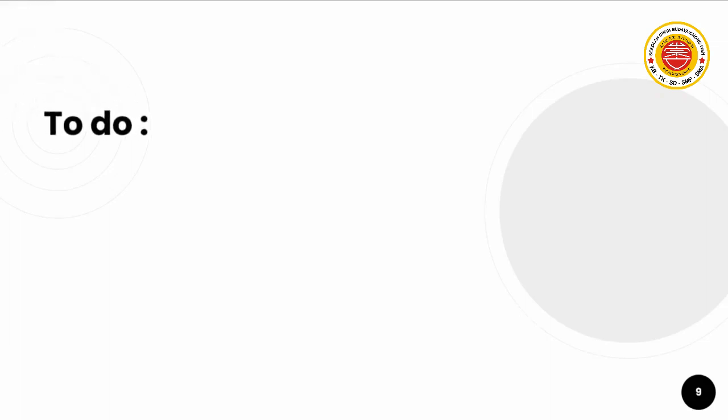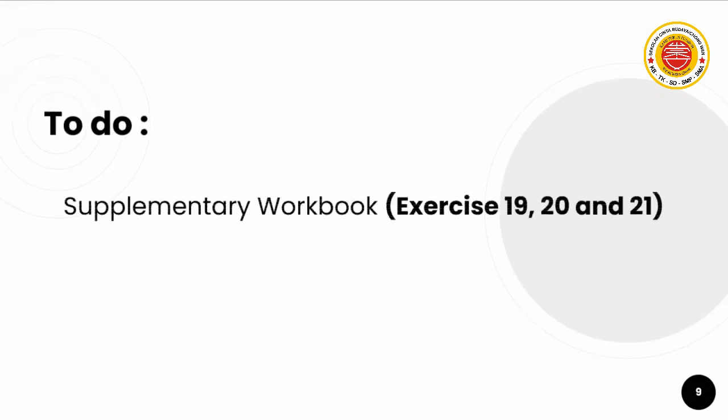So now your assignment is supplementary workbook exercise 19, 20, and 21. Jadi tugas kalian adalah mengerjakan supplementary workbook latihan 19, 20, dan 21.